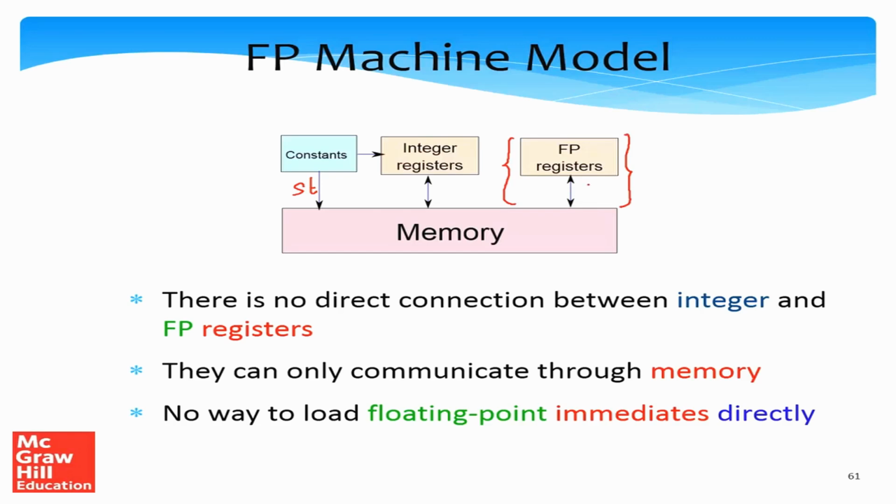So there is no direct connection between integer and floating point registers. That's point number 1. FP stands for floating point. They can only communicate via memory. And there's also no way to load floating point immediates directly, so that also needs to be done via memory. Once this basic diagram is understood, we are in good shape.